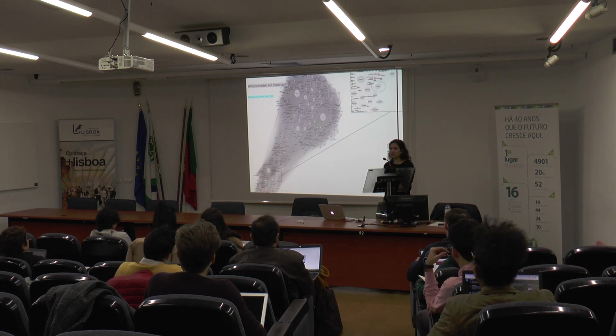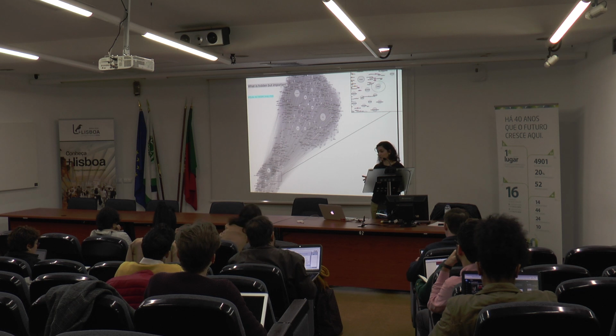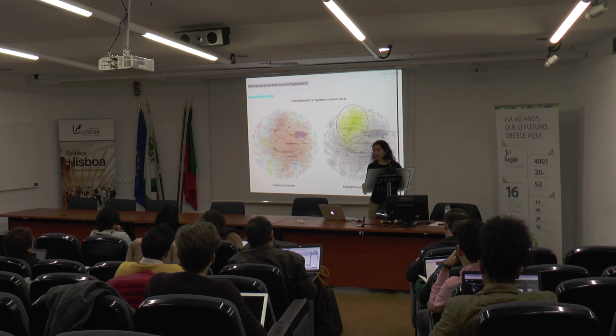And what is hidden but important? In the same network that I showed you in the other slide, we detect this tag named resist, due to its positioning in the network. And resist was actually a tag that connects the clusters at the top with the clusters at the bottom. So this is another question to think about. What is hidden but important? And what needs to be described and highlighted?